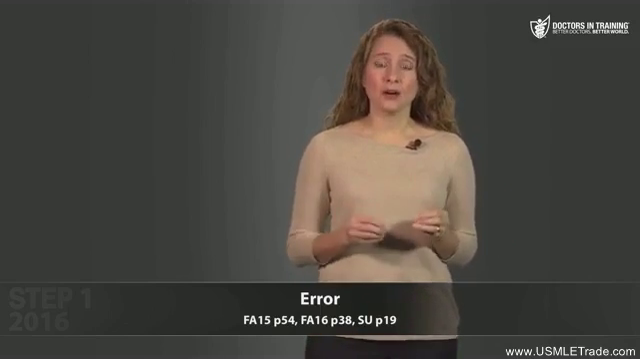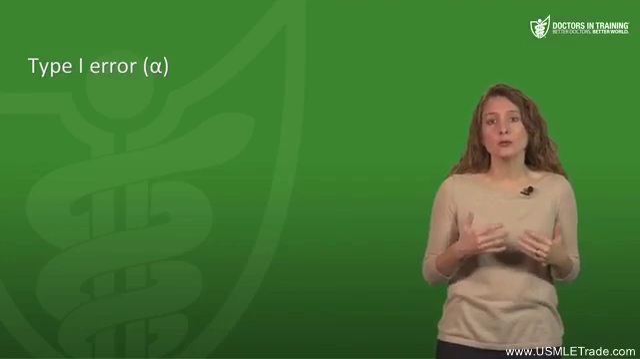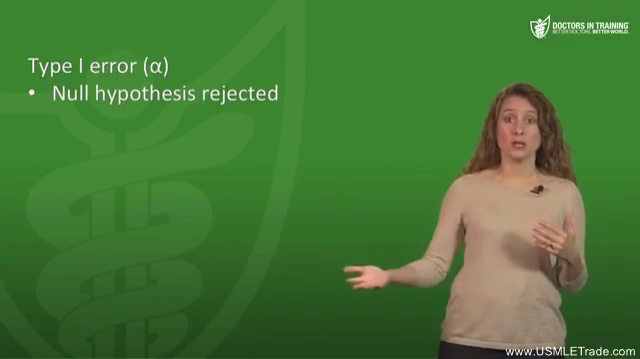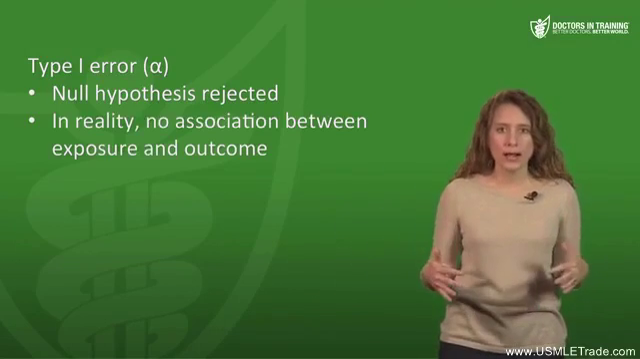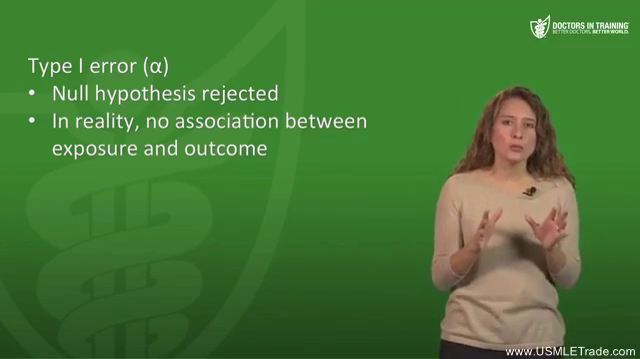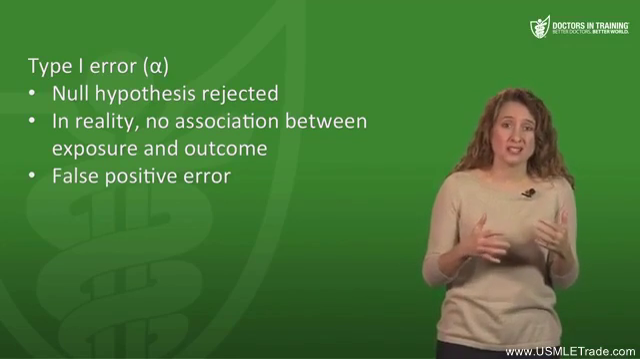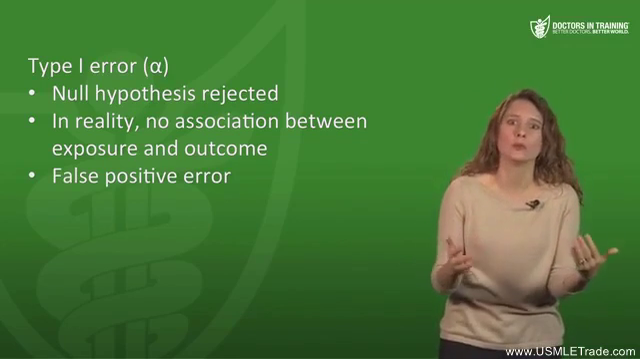Now, let's discuss error types that are associated with hypothesis testing. We'll be discussing type 1 error, also known as alpha error, and type 2 error, also known as beta error. Type 1 error occurs when the investigator rejects the null hypothesis and accepts the alternative hypothesis, when in reality there is no association between the exposure and the outcome. So it might help you to think of this as a false positive error because the investigator said there was an association when there really wasn't.